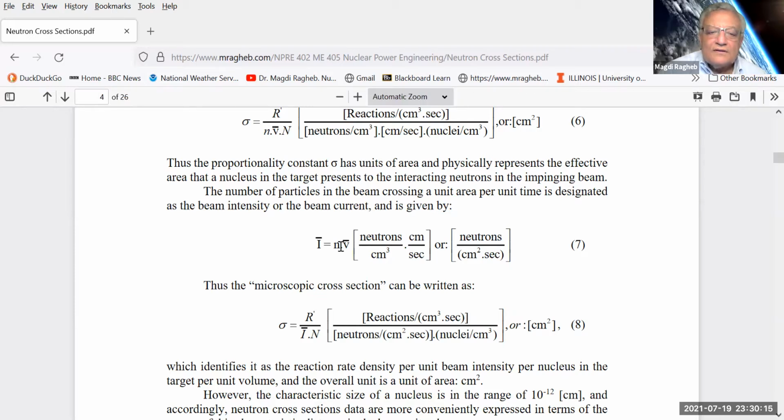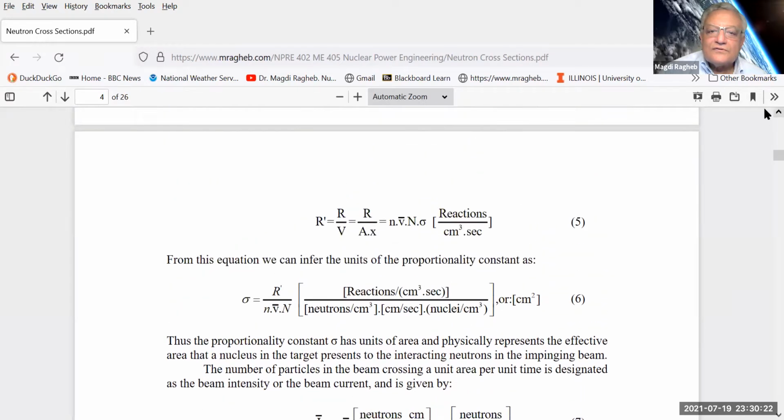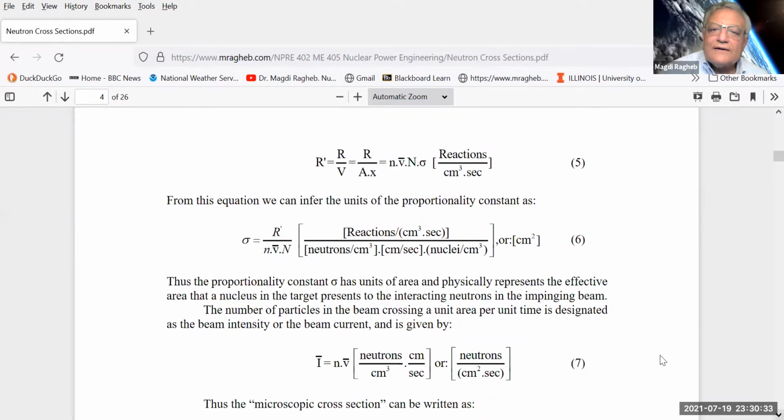So by denoting the beam intensity as NV, we can simplify that equation that we wrote earlier. So the reaction rate density now becomes NV, the beam intensity, multiplied into capital N and small sigma. Now sigma has units of centimeter squared, capital N has units of nuclei per centimeter cube. So you find that the product N sigma has units of 1/centimeter or inverse centimeter.